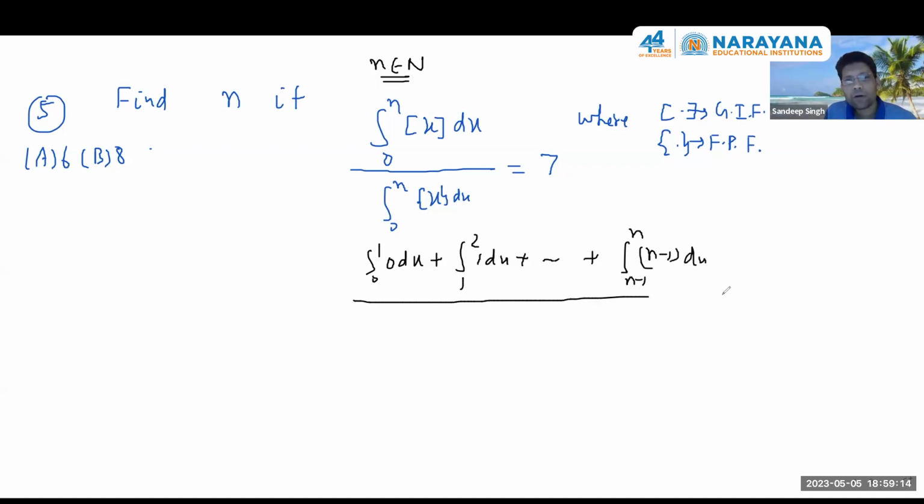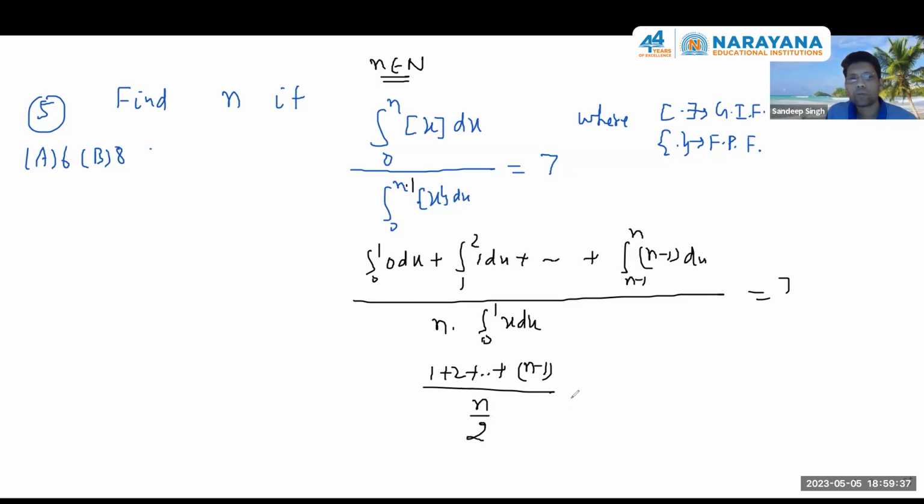And the denominator is a periodic function. So n will come out, and 0 to 1, because it is periodic with period 1. And the fractional part is simply x. This is 7. So the numerator becomes 1 plus 2 up to n minus 1, and below it becomes n by 2. तो ऊपर का सम हो गया. Simple question. तो n का उत्तर 8 आ जाता है ना.